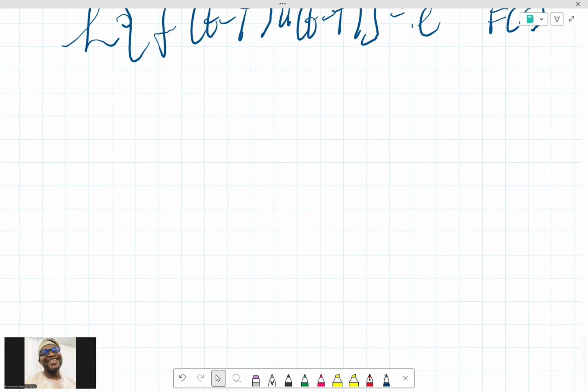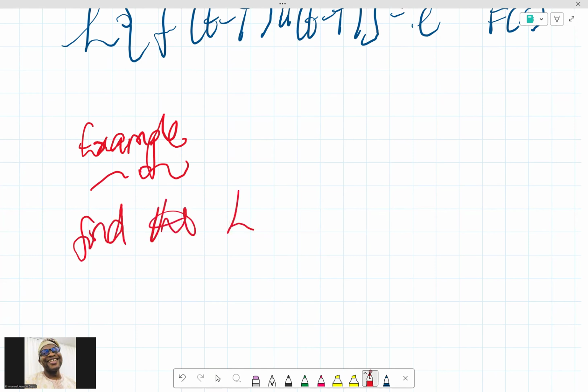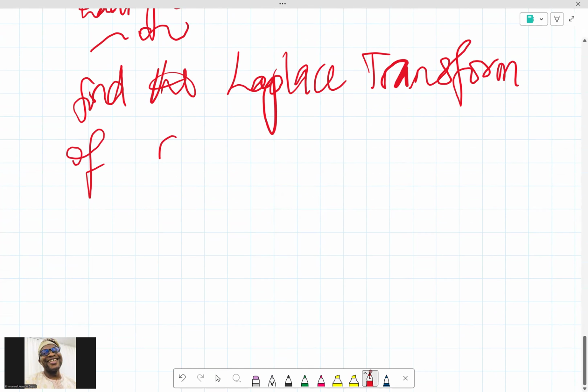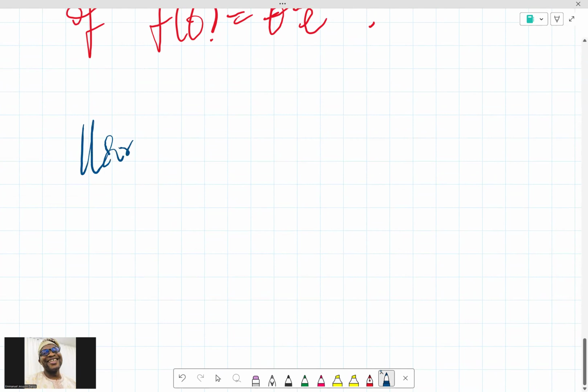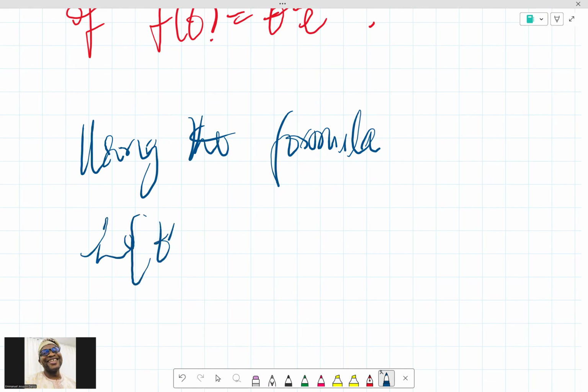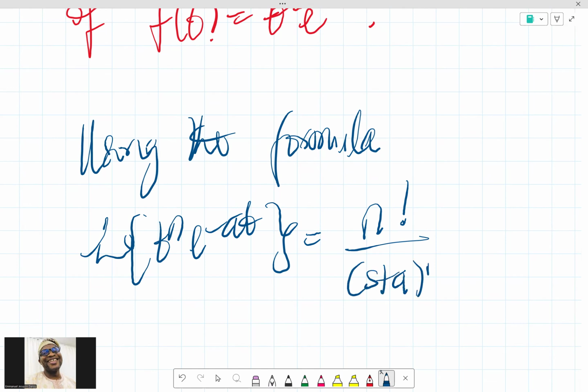If I'm going to talk about examples here, example: find the Laplace transform of f of t equals t squared e raised to the power minus 3t. Here we just answer using the formula. If we use the formula that the Laplace of t raised to the power n e raised to the power minus at is simply the same as n factorial all over s plus a raised to the power n plus 1.